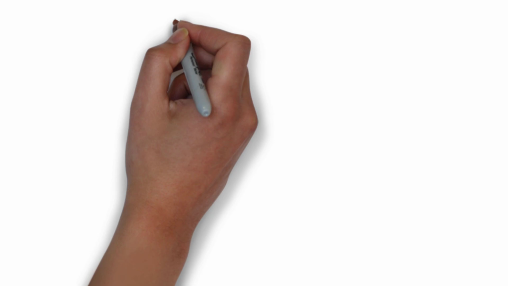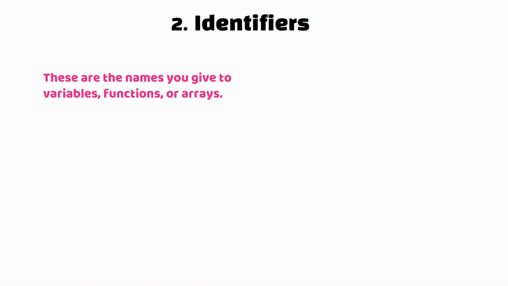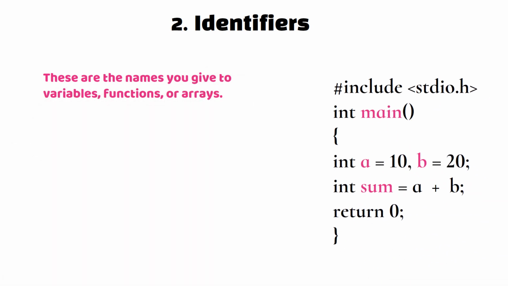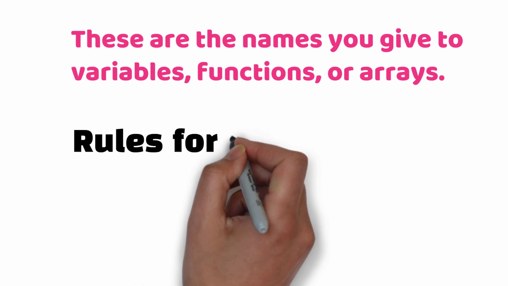Next up, we have identifiers. These are the names you give to a variable, function, or an array. For example, in our program, main, a, b, and sum all are identifiers. They help you name and reference the data in your program.